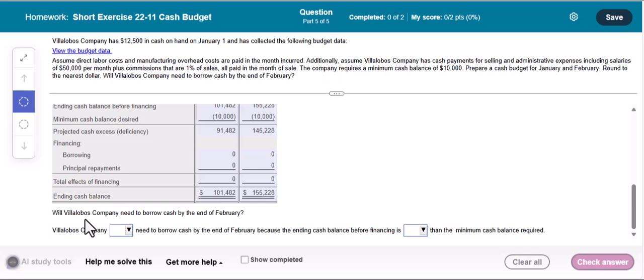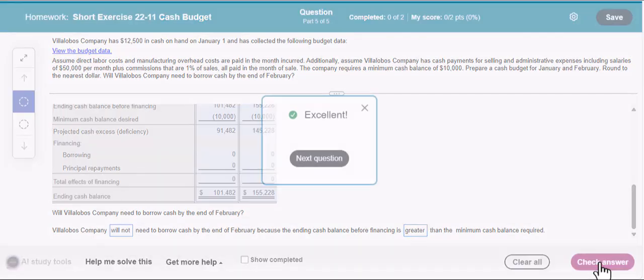Fantastic. So now will Villalobos Company need to borrow cash by the end of February? You can see here our ending cash balance. We have much more than $10,000, which is our minimum cash balance required, so we do not need to. Will not need to borrow cash by the end of February because the ending cash balance before financing is greater than the minimum cash balance required of this $10,000. Let's go ahead and check our answer. Excellent.